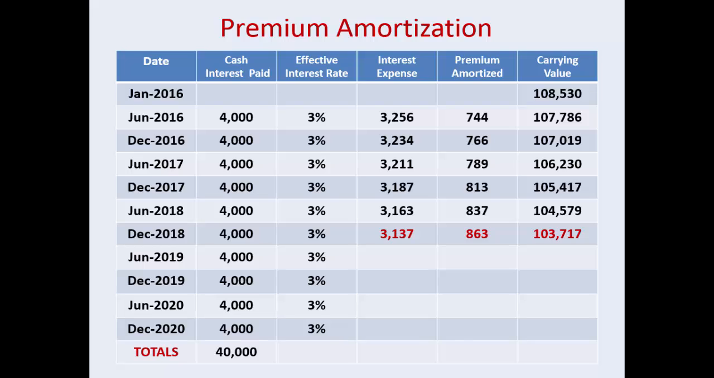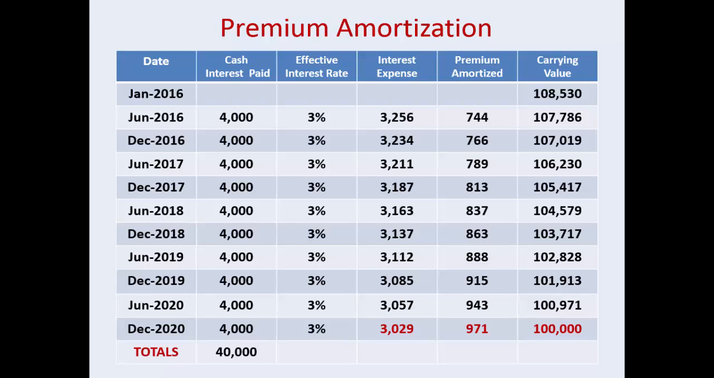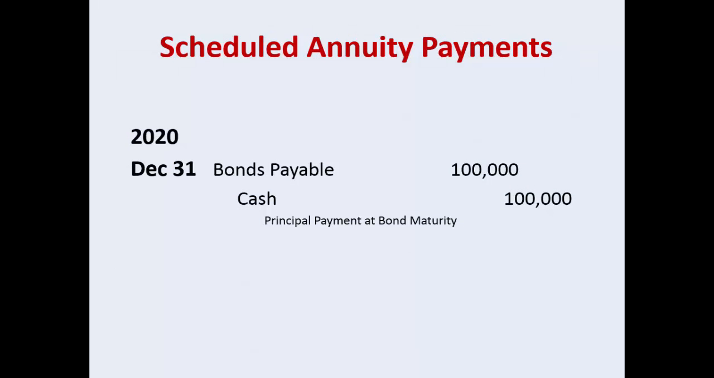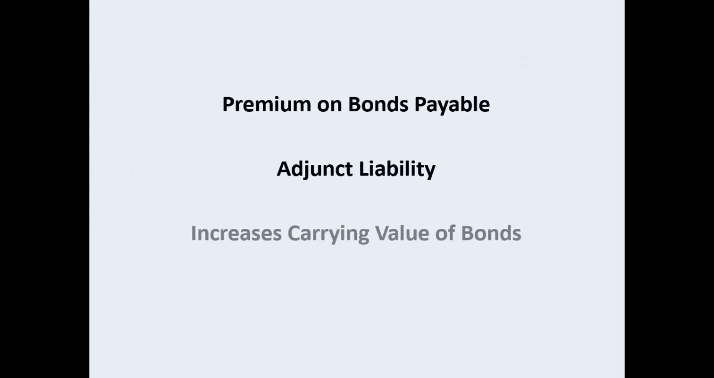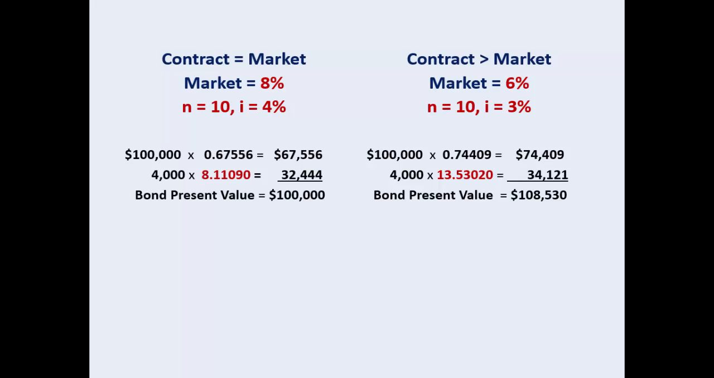The difference is how much premium is amortized. So with this method, you're calculating interest expense, backing into how much of the premium will be amortized, until finally, at maturity, you've reached face value. Premium is fully amortized off the books. Here are your totals. And you record the final journal entry to remove the bond payable from the books. Remember, the premium on bonds payable is an adjunct liability. The discount was the contra liability.